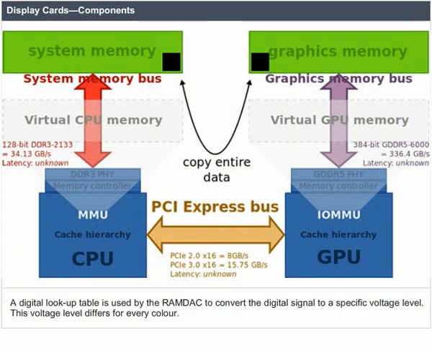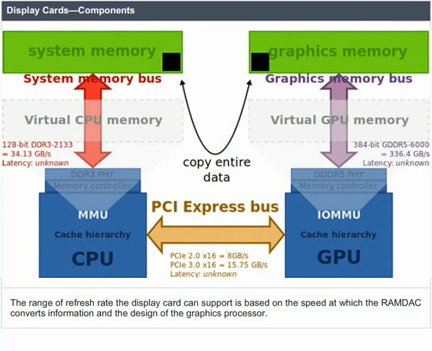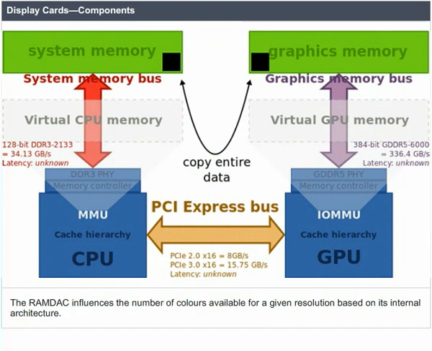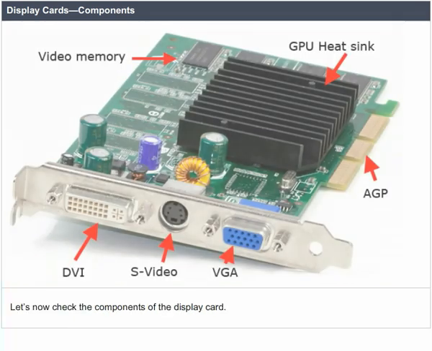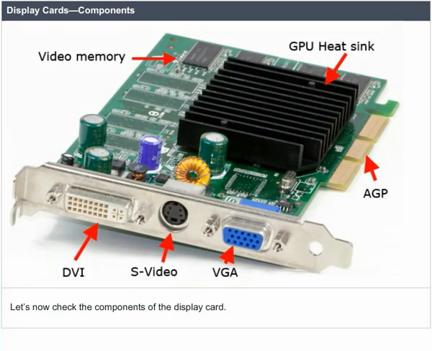A digital lookup table is used by the RAM/DAC to convert the digital signal to a specific voltage level. This voltage level differs for every color. The range of refresh rate the display card can support is based on the speed at which the RAM DAC converts the information and design of the graphics processor. The RAM DAC influences the number of colors available for a given resolution based on its internal architecture. Let's now check the components of the display card.